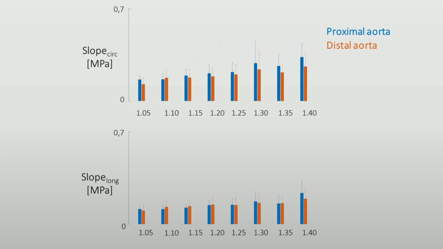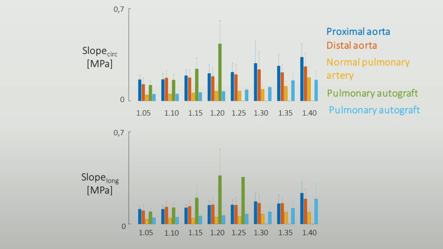We saw that normal aorta and normal pulmonary artery have distinctively different mechanical behaviors. The aorta, in dark blue and orange, has higher slopes, and the slopes increase faster than the slopes of the pulmonary artery, in yellow. The samples of the pulmonary autograft, so the pulmonary artery that was in aortic position for 6 months, showed something remarkable. We saw that some samples showed normal pulmonary artery behavior. You can see that the light blue bars resemble the yellow bars, whereas others showed aorta-like behavior. The green bars are closer to the blue and orange bars. So some samples were able to adapt to their new environment and act as if they were aorta, whereas others were not.